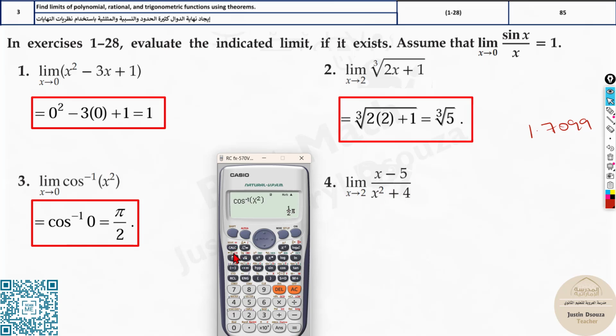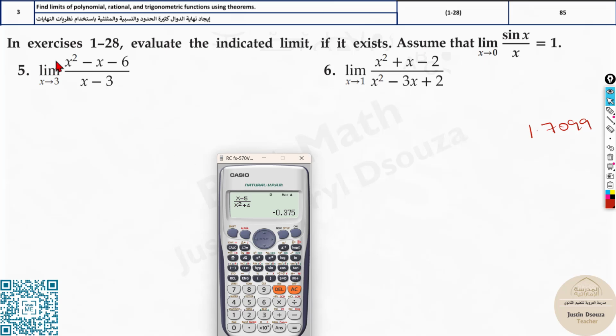Now what about the last one? Let's type it out. Alpha x minus 5 divided by x squared plus 4. And where do we have to calculate that? 2. And this is the answer, negative 3 by 8. Or sometimes you might get negative 0.375 and you can just approximate which is the correct answer. Now these are all straightforward direct problems, right?